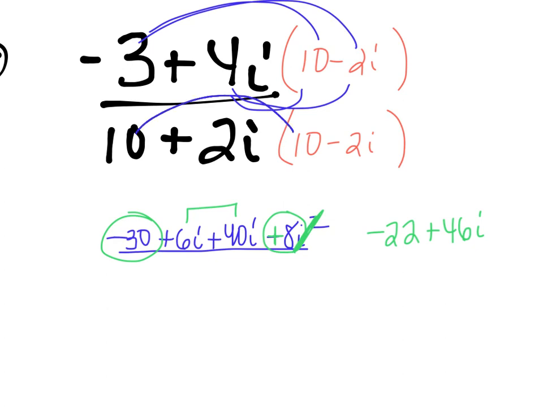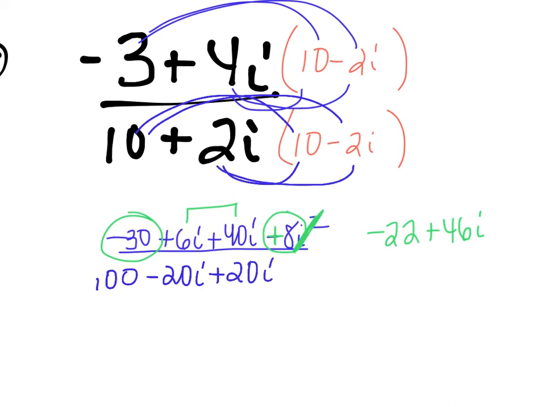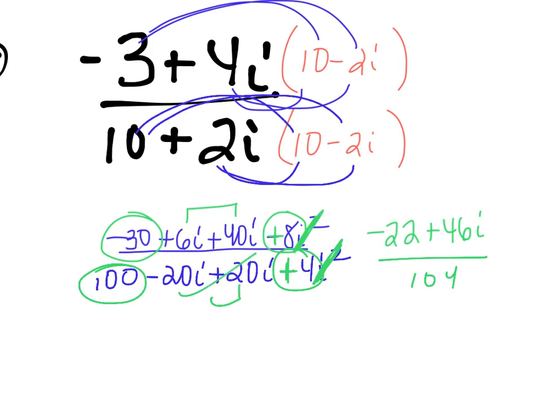So now the bottom. 10 times 10? 100. 10 times negative 2i? Negative 20i. Positive 2i times 10, plus 20i, and then negative 2i times positive 2i, negative 4i squared. I see i squared, do what? Good. So I have my reals on the outside. What's 100 plus 4? 104. What happens here? It cancels out.